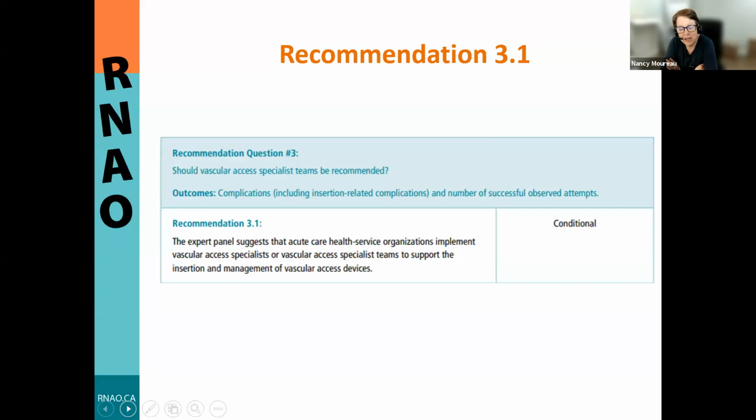Additional details on implementation and organization of vascular access specialist teams can be found within the practice notes, with some additional reading also noted in the supporting resources. This concludes recommendation 3.1, so I'll now pass it back to Darlene to tell us about the next 2 recommendations.